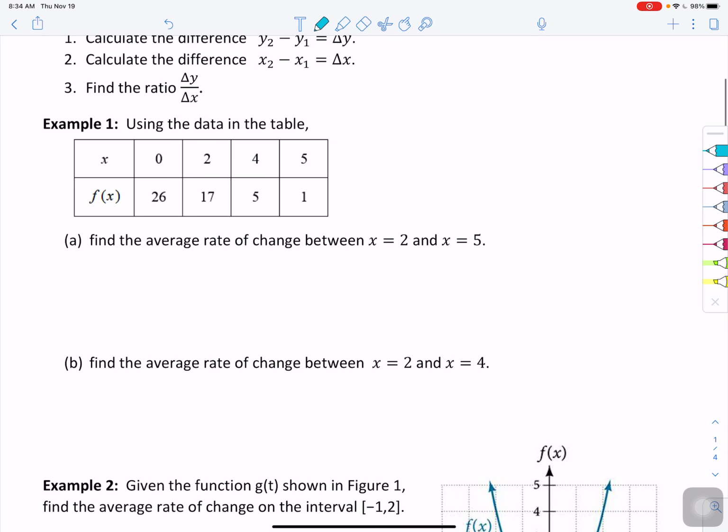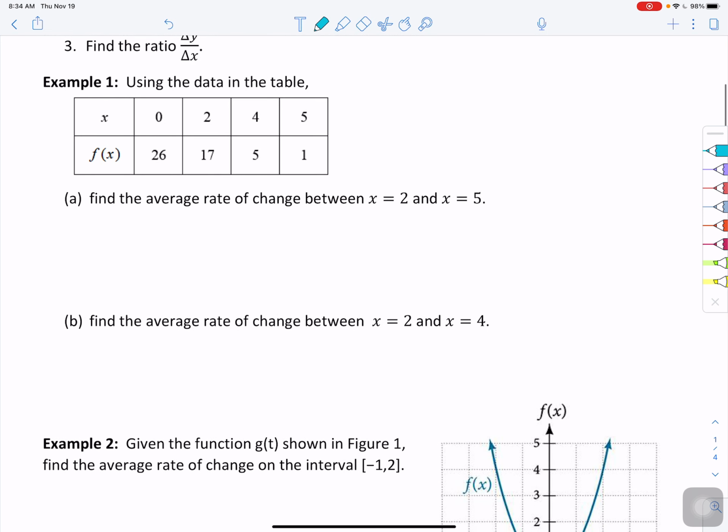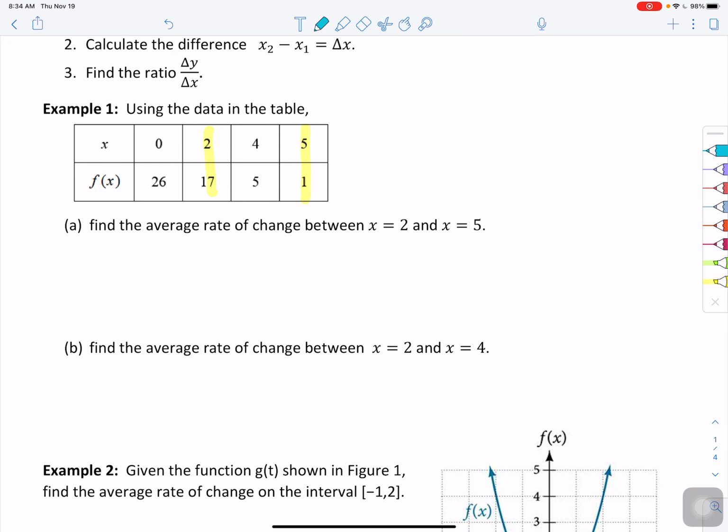Using the data in the table, find the average rate of change between x equal to 2 and x equal to 5. So we're going to start with our second point. Sometimes I like to write average rate of change like that. You may not even write anything. So let's start with the two y values. 1 minus 17. Those are the change in the y values there. And now we'll subtract the x values, 5 minus 2. So we get a negative 16 over 3.